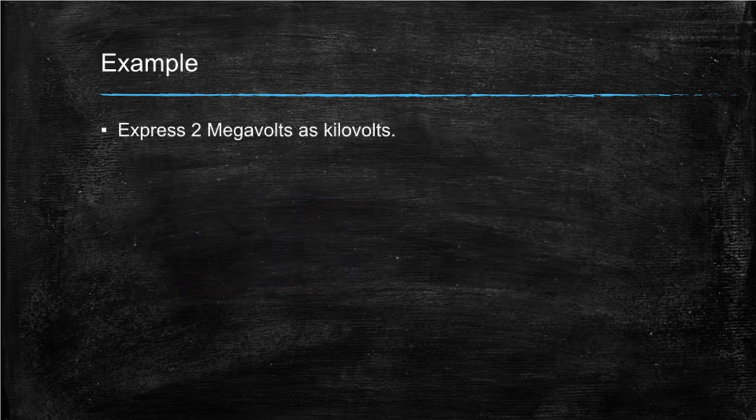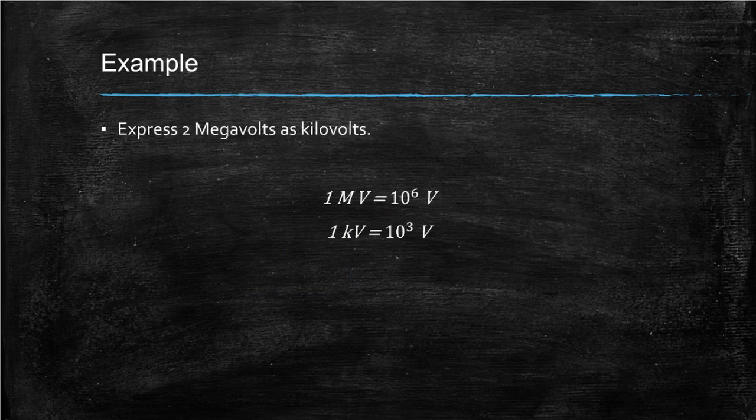In this example, we will transform units using prefix multipliers. The question is to express 2 megavolts as kilovolts. Pause it and try it out. From the previous table, we know that 1 megavolt equals 10 raised to the power of 6 volts. And 1 kilovolt equals 10 raised to the power of 3 volts.